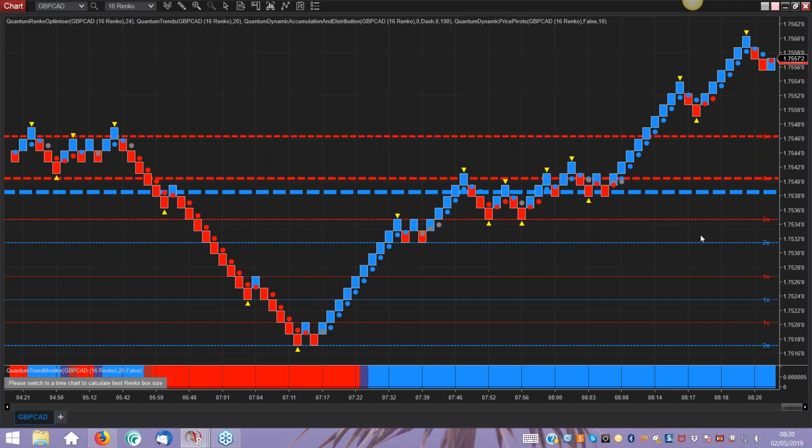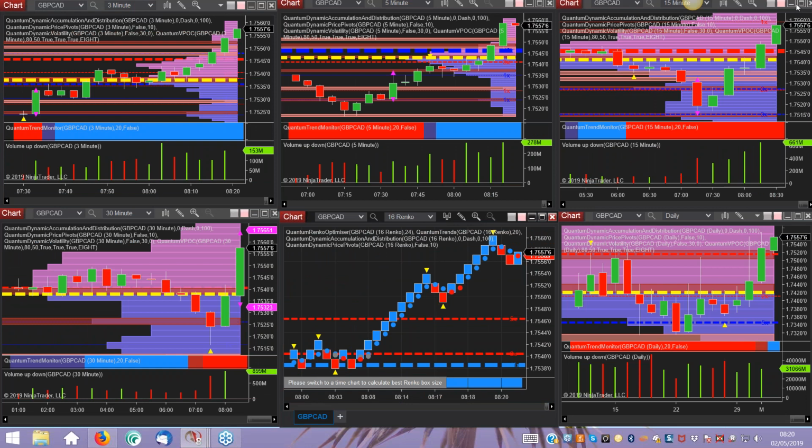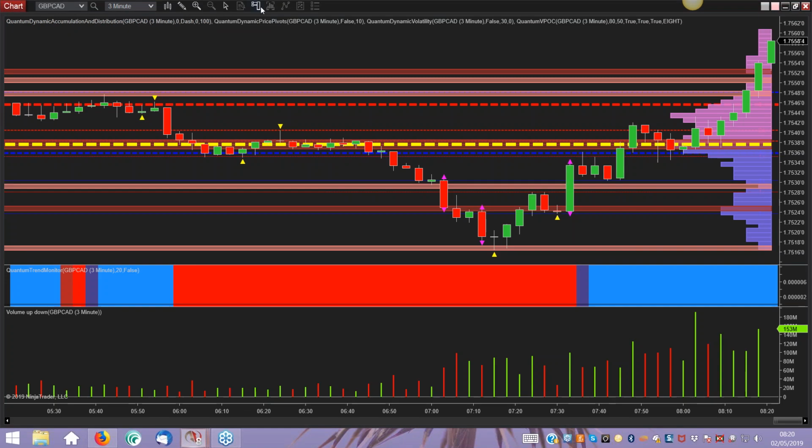And that's why we developed the trend monitor, and along with all the other indicators as well. Just pop that out of the way, see where we're going on the volume profiles and what have you. Just go back up to 3.